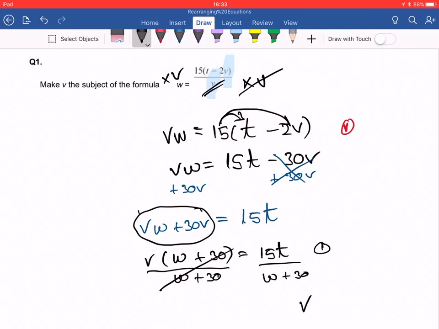Should you just rewrite it? Yeah, I shall, because I am extra like that. Nice. V equals 15t over W plus 30. Ta-da! And that is your third mark. All complete? I do believe.